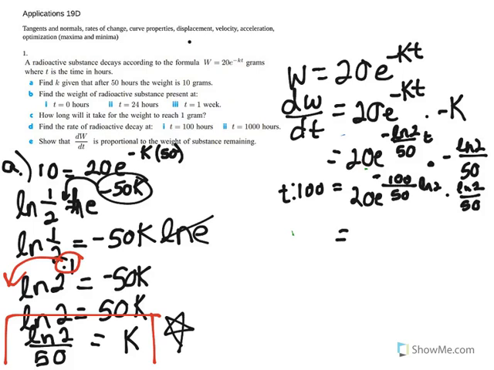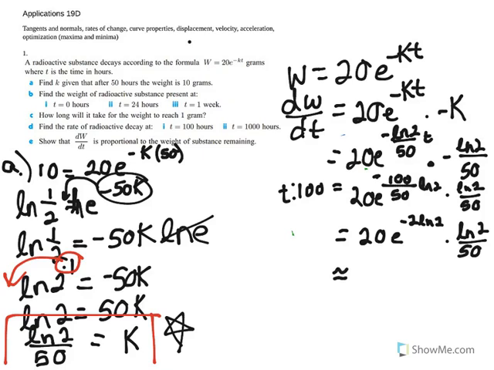which simplifies to 20 e to the negative 2 natural log of 2 times the natural log of 2 over 50. Not super nice, but that's what we have simplified right now. This is a numerical value. There are no letters in there, so therefore I can find the rate at 100.